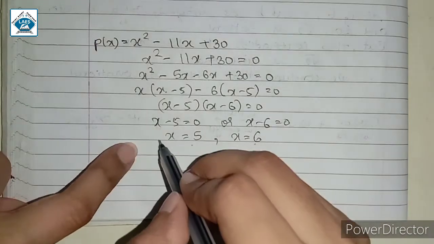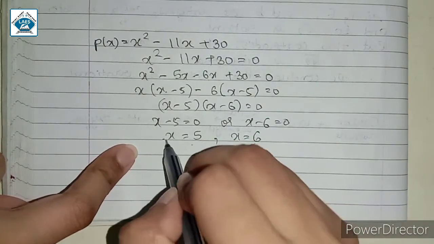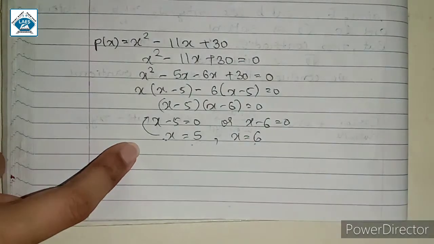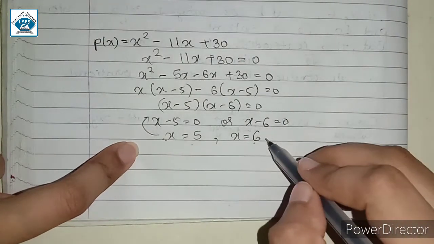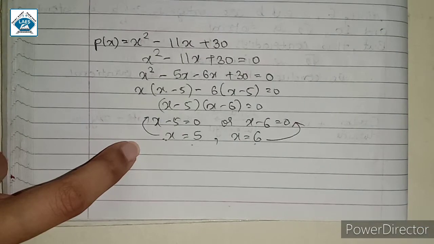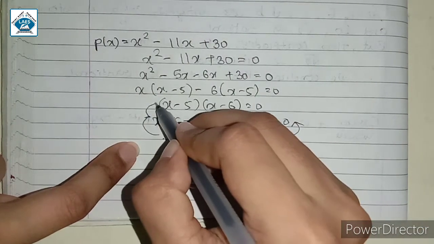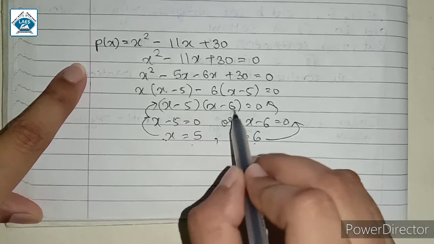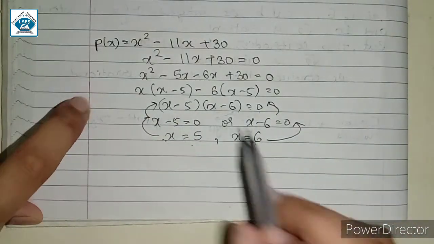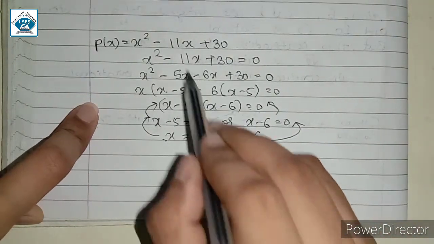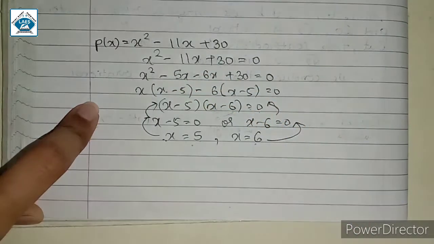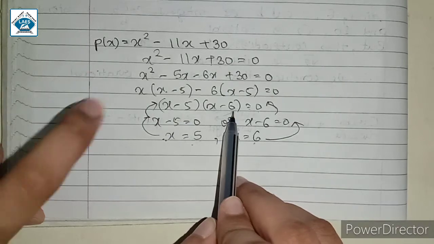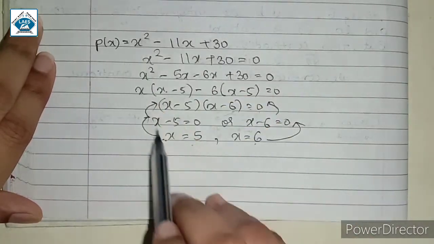Now if we go a step back, that means if x is equal to 5, we can say that x minus 5 is equal to 0. Similarly, for x is equal to 6, we can say that x minus 6 is equal to 0. Again, if we look backwards, we have x minus 5 into x minus 6 is equal to 0. If we multiply these two, we will get this whole quadratic polynomial. That means x minus 5 and x minus 6 are two factors of this polynomial.